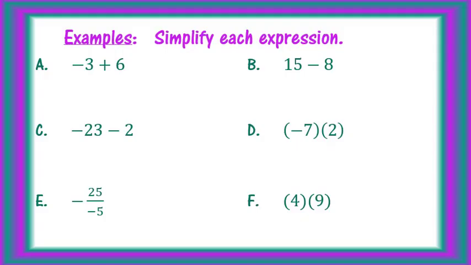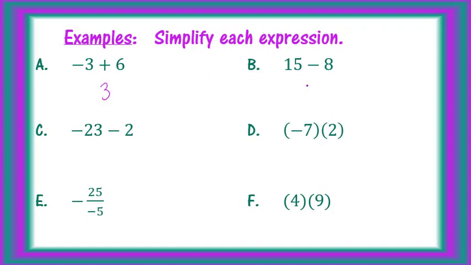Now let's look at some examples so that we can get a full idea of what this chart actually means. So for example A, we have simplify each expression. I have a negative 3 plus 6. Here, combining 2 integers, I have different signs. The rule was if the signs are different, I have a negative 3 and a positive 6, I'm going to subtract and keep the sign of the larger absolute value. I have 3 here and I have 6. 6, of course, is bigger than 3. Therefore, I'm going to subtract, but I'm going to get a positive 3 since 6 is positive.